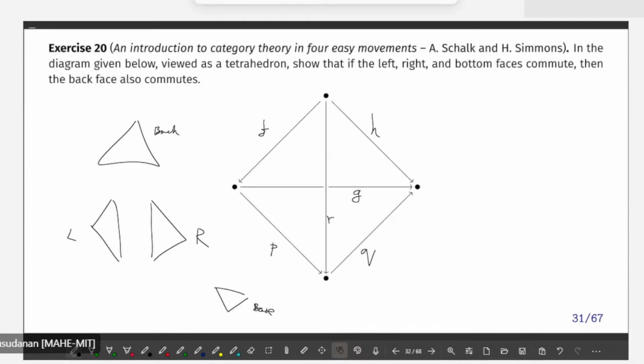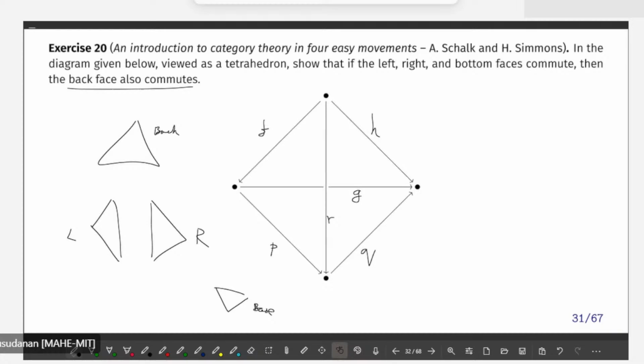The only thing you can use is associativity, because there's no identity or anything involved here. So just using associativity, how will you show it? First of all, what are you asked to prove? You have to prove that the back face commutes. That means what?